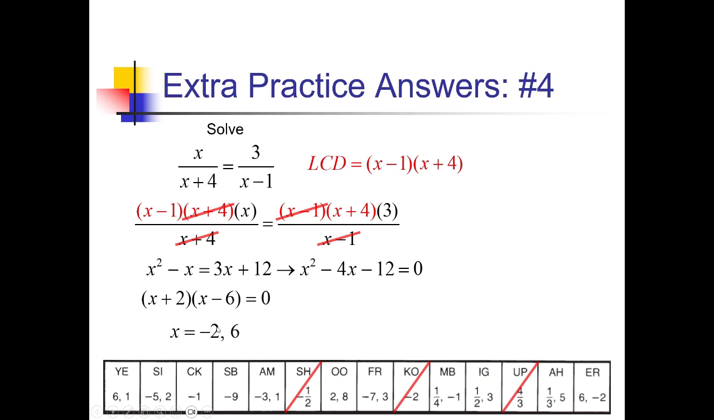Now before I just go and accept these as my answers, I have to double check in the original. If I plug negative 2 in to both of these denominators, I don't get 0 for either of those. If I plug 6 in, 6 plus 4 and 6 minus 1 also don't give me 0 down there. So these are actually both good answers. And I can find those over here at the very end in this last box, which I will now cross off.